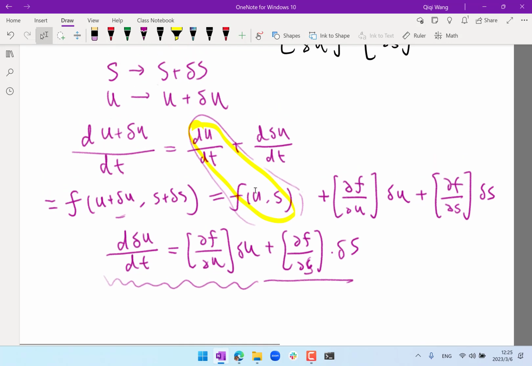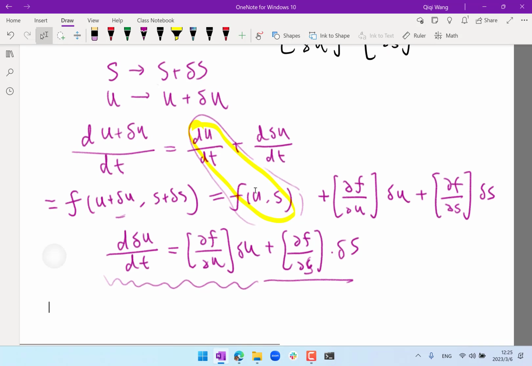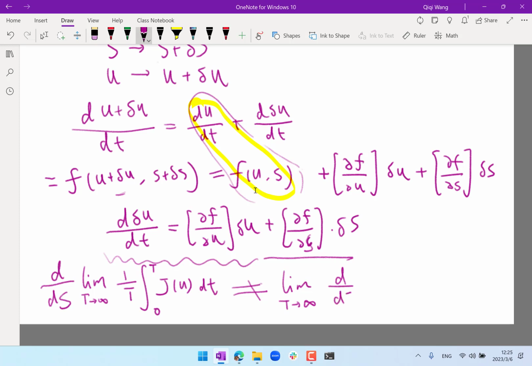But when you take a time average, you can no longer exchange the derivative with the limit. The derivative, not in time but in the parameter, of the long time average, as T goes to infinity, of 1 over T times the time integral from 0 to T of J of u dt, is no longer equal to the time average of the derivative.